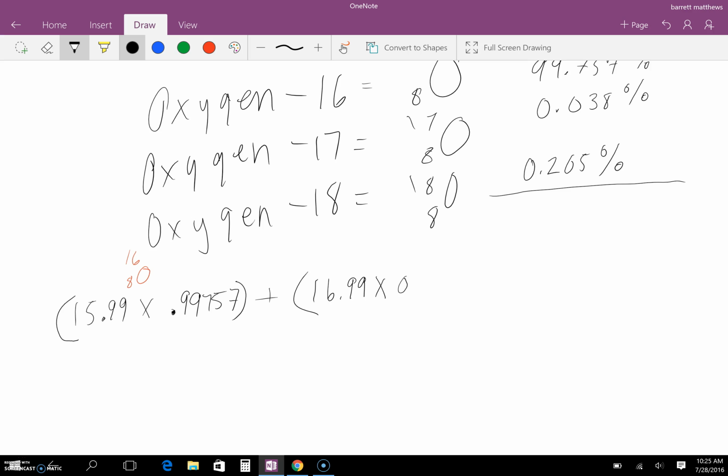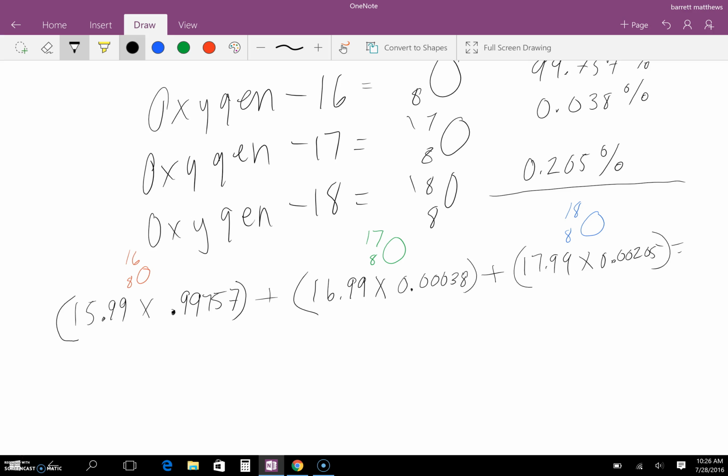And a relative abundance of 0.038%, which I can write mathematically as 0.00038. This will represent my oxygen-17. And then I have one more isotope to represent, and its calculated mass will be 17.99, and its relative abundance will be 0.00205. And then I will show you this is oxygen-18's number.